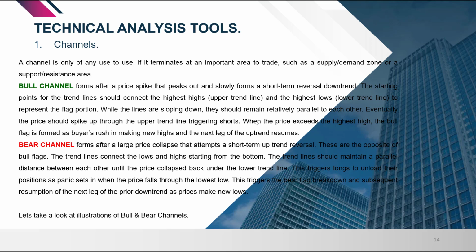A bear channel forms after a large price collapse that attempts a short-term uptrend reversal. These are the opposite of the bull flags. The trend line connects the two lows and highs starting from the bottom. The trend lines should maintain a parallel distance between each other until price collapses back under the lower trend line.